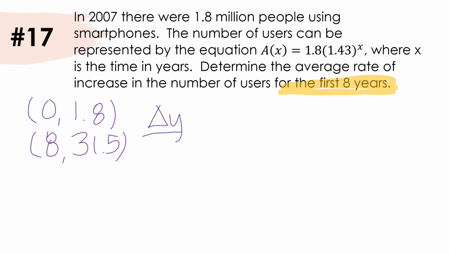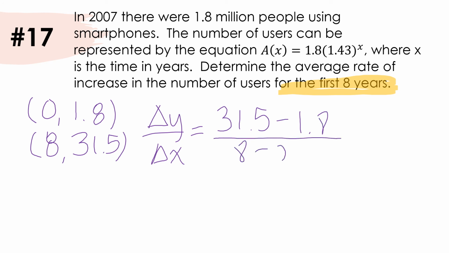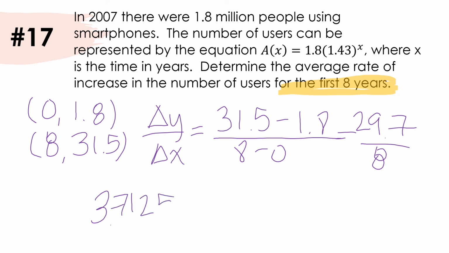Now we do change in y over change in x. So we went from 31.5 minus 1.8, and in the same order, 8 minus 0. So that gives us 29.7 over 8. And if you divide that, you get approximately 3.7125 users per year. If we round that to a whole number, because we are talking about people, although this is in millions, so it's actually 3.7125 million users per year. So I would probably leave it like that and not round it up.